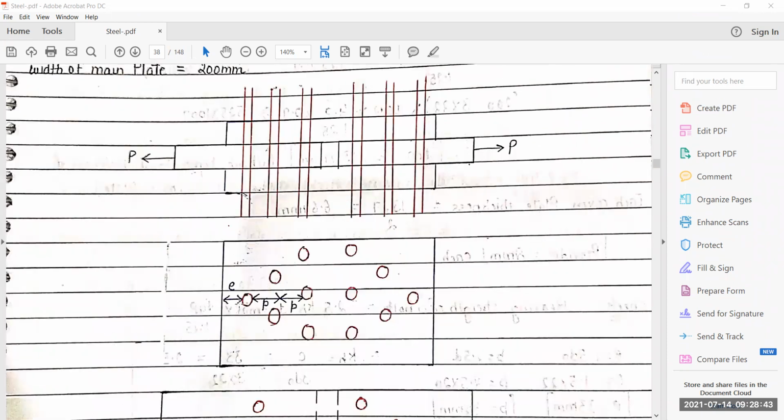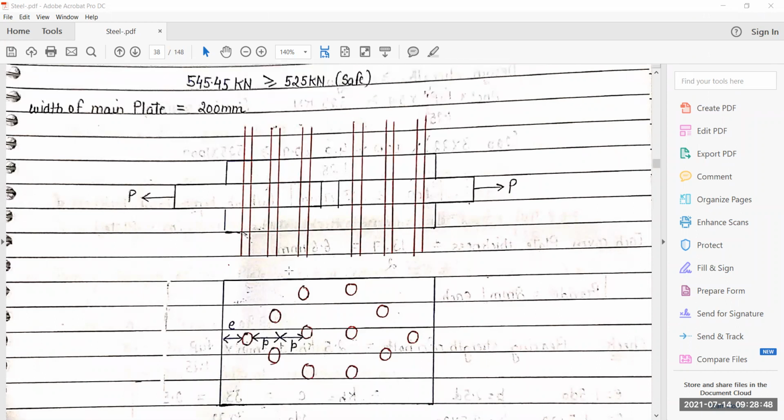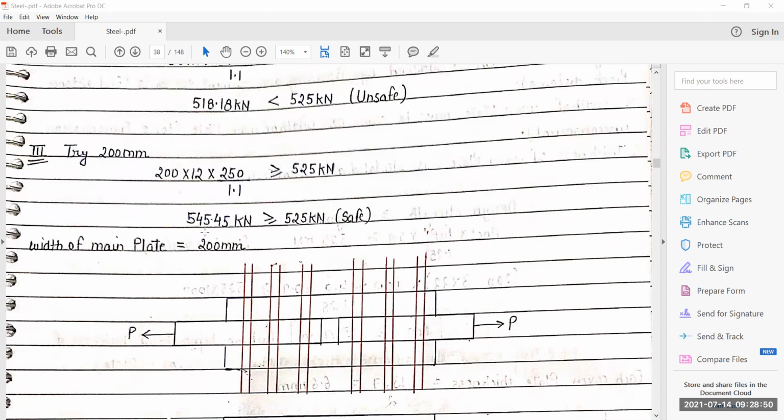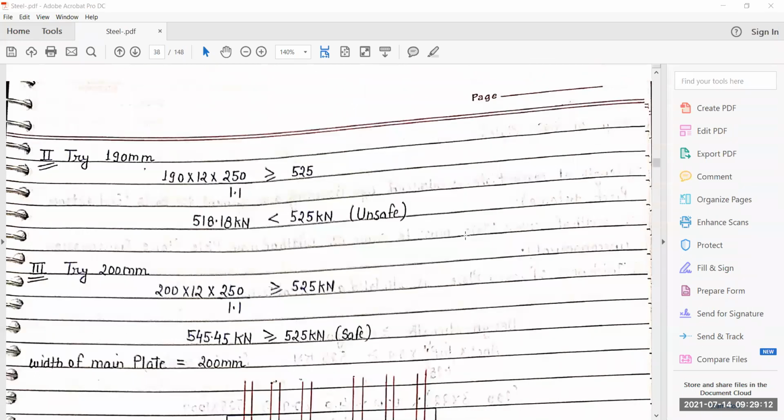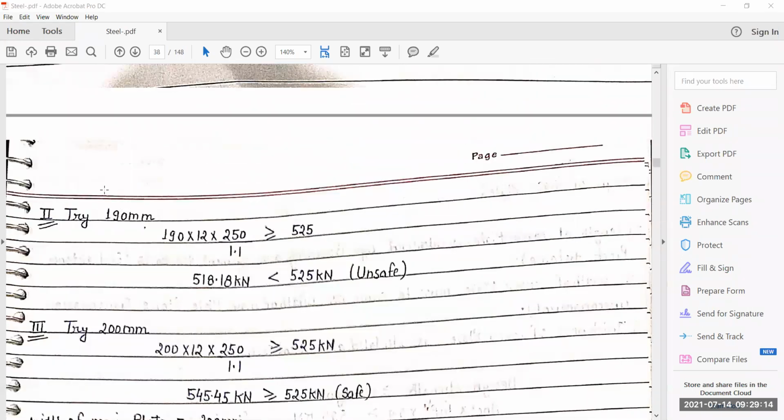Okay. This is E into P. Okay. Now two irons. This value is getting the result. The 545 is the maximum we get from this. This is safe. So the width of the main plate is equal to 200 mm. Not use the 199. Okay.